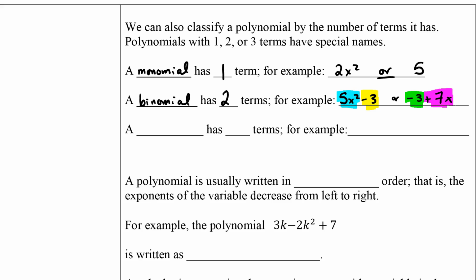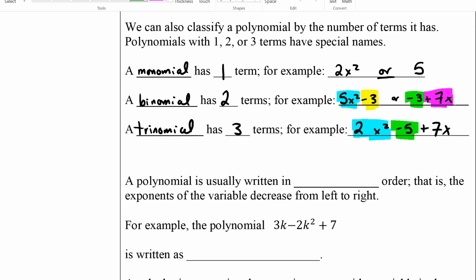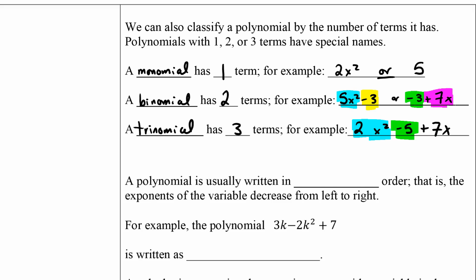Now what do you think 3 would be? Think of a tricycle. A trinomial. A trinomial has 3 terms. So for example, 2x squared minus 5 plus 7x. Here's one term. Here's another term. And here's another term. So 3.